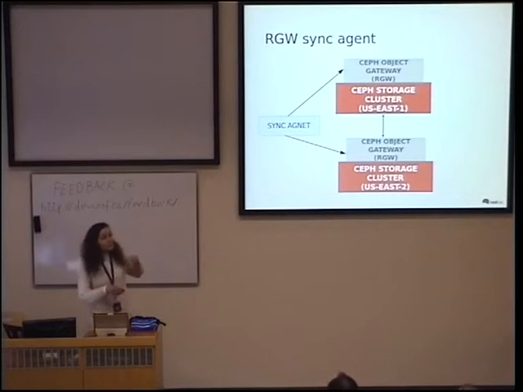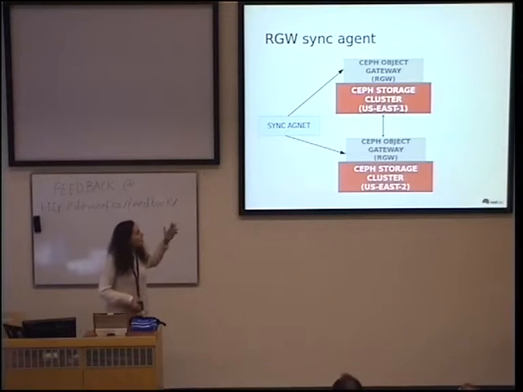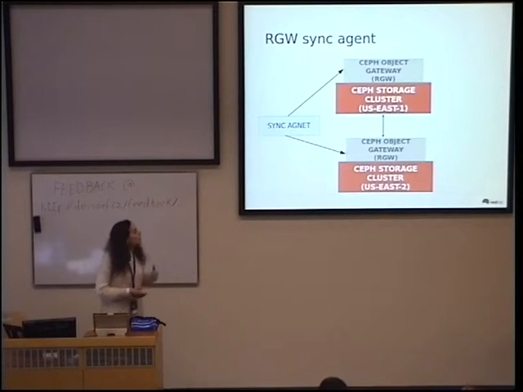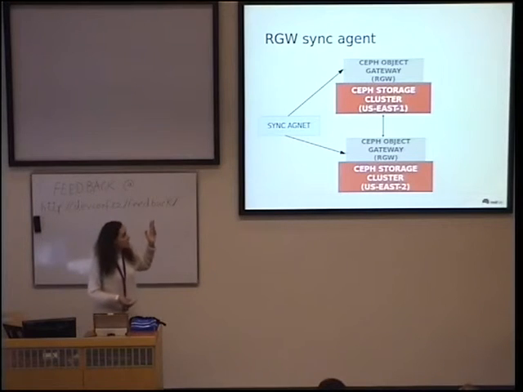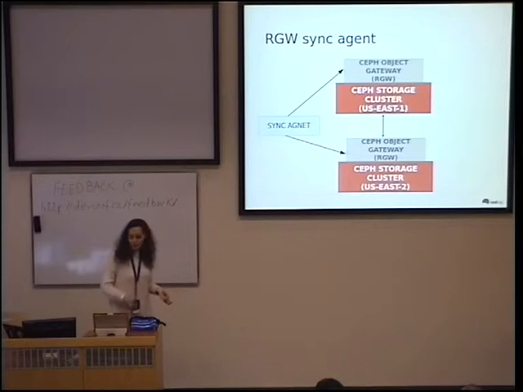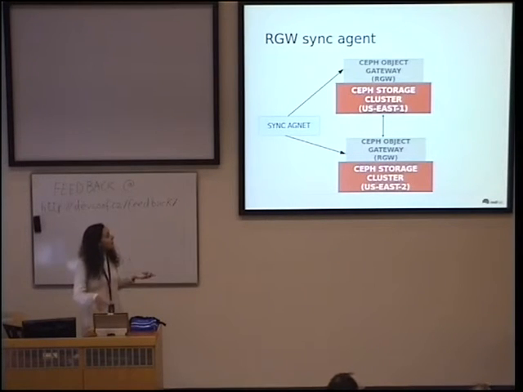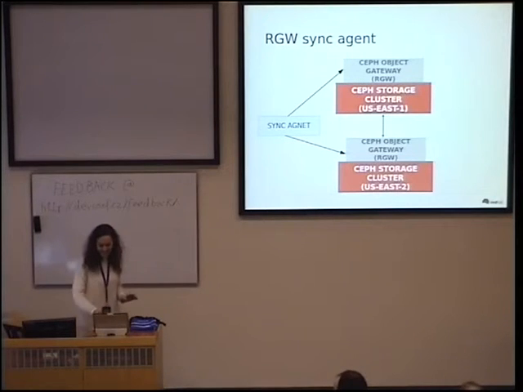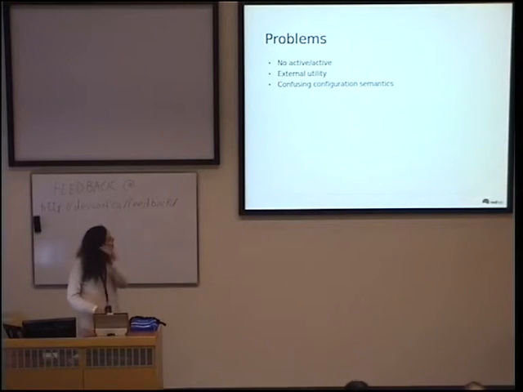Anyone used the sync agent? No. The sync agent today is fine, but it only supports active-passive. We actually want active-active, and an external utility cannot handle it. So we are writing everything again inside the gateway. This hopefully will be a tech preview in the next version, Jewel, but I still don't know. So that's the problem, no active-active.